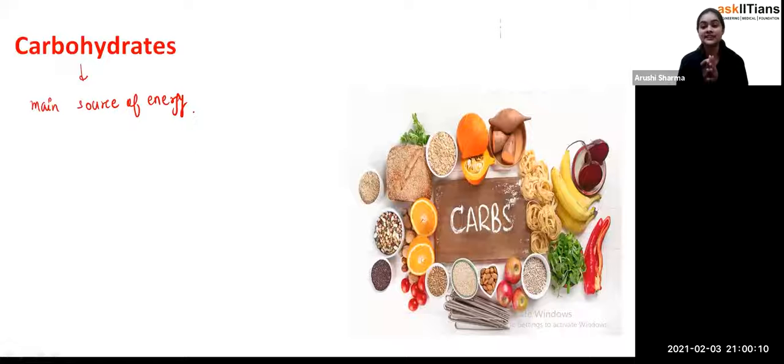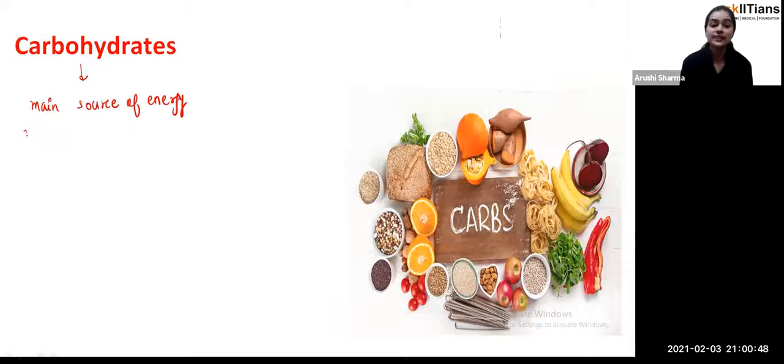As you can see in this picture, all of these things have some amount of carbohydrates in them. Now what exactly is the carbohydrate? So students, we call carbohydrates carbs as well. And the carbohydrates are those components of the food which are the main source of energy. That means whenever we consume the carbohydrate, a greater amount of energy is produced, and that energy is used for doing the different activities in our whole day.